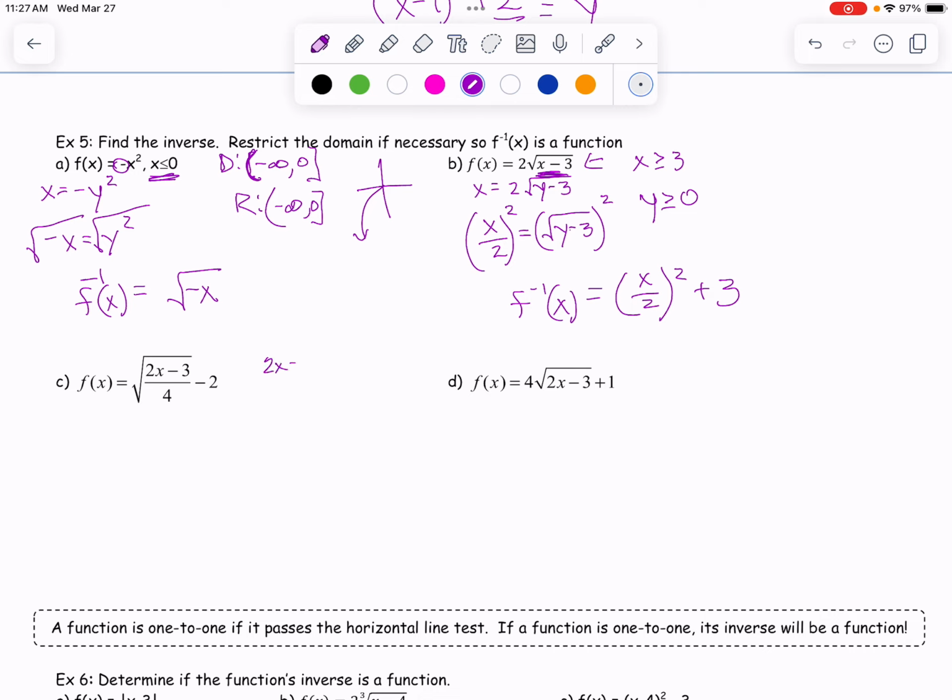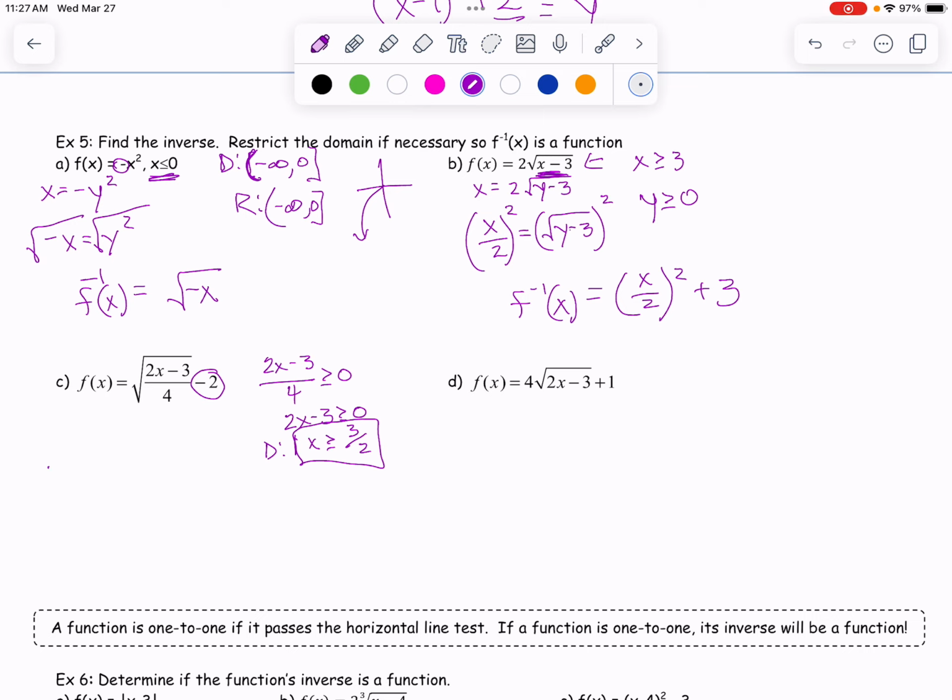So this one I have to restrict because I can't have a negative under the radical. So (2x minus 3) over 4 has to be greater than or equal to 0. 2x minus 3 has to be greater than or equal to 0. x has to be greater than or equal to 3/2. So your domain is going to be x is greater than or equal to 3/2. Your range is going to be this number. Your domain is going to be the range of your new one. So let's see what happens.